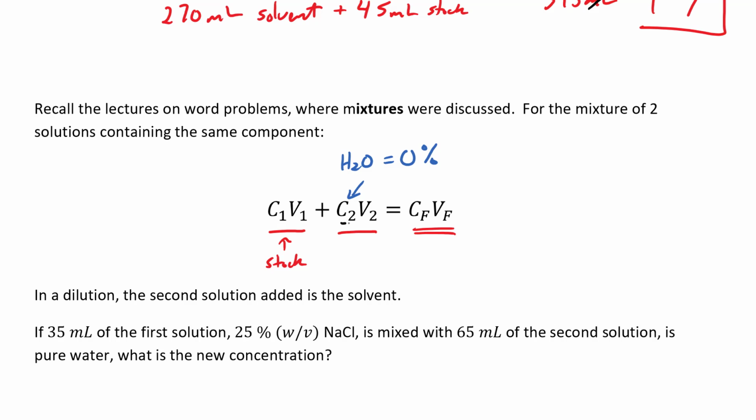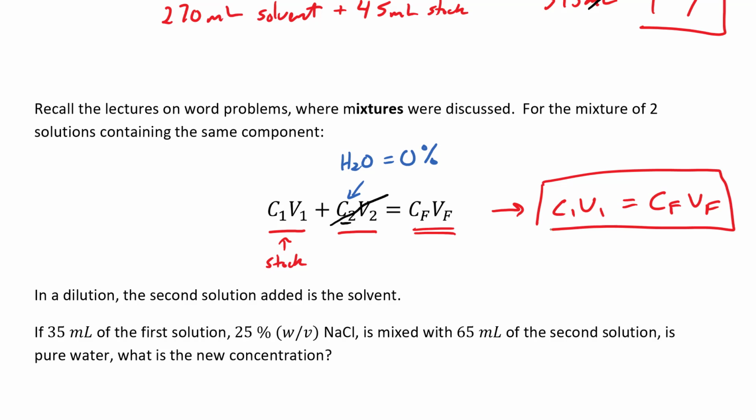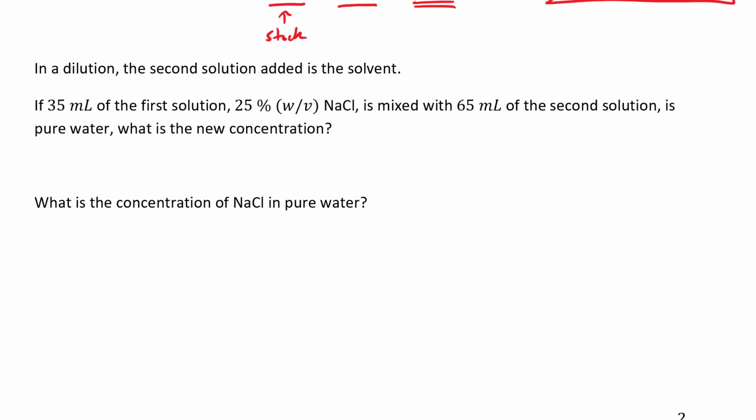As a result, your concentration is 0. Anything times 0 is 0. So notice, this would just be removed from the equation entirely, giving me, so this is a modified version of your mixture formula. C1V1 equals CFVF. So this is for dilutions when you're adding water in. Let me show you in further detail.